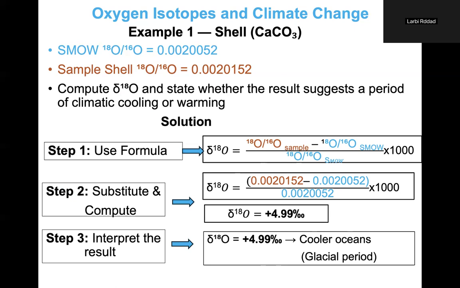Here we go, the steps. Step number one: you should use the equation, which is delta O18 equals the ratio of the sample minus the ratio of the SMOW, the standard, divided by the ratio of the standard, times 1000. Step number two: substitute and compute. The ratio of the sample is right here. In this case, the shell fossil is the sample. So you plug this in here where it says ratio of the sample. I put them in different colors on purpose so you'll be able to follow.